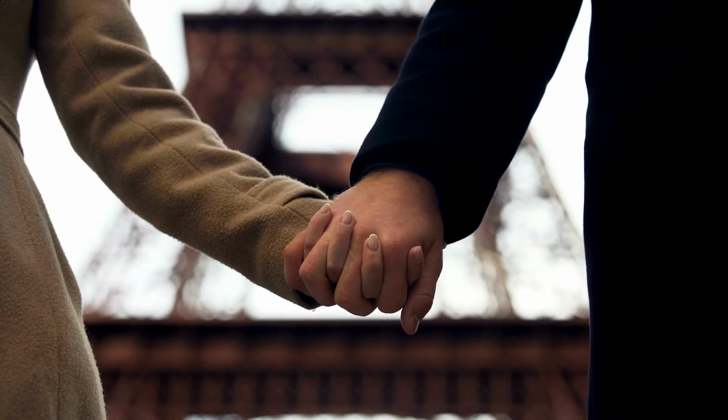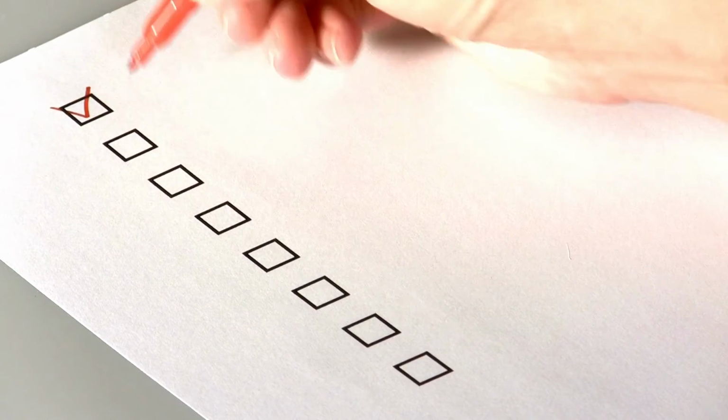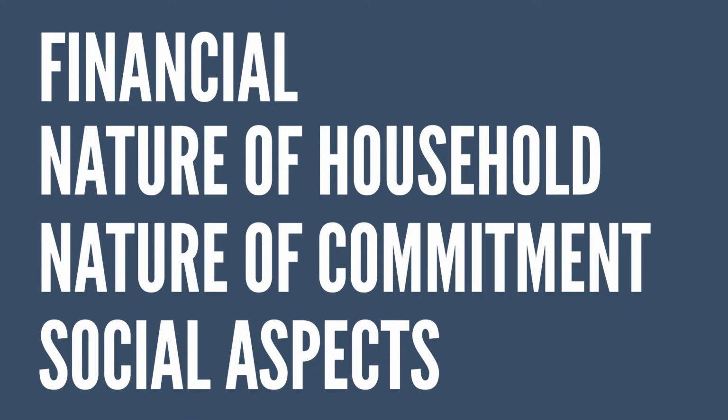Now, moving forward, just having one of those things is not enough. The department is also going to look at how genuine your relationship is. And this is where it comes down to a mini partner visa, as such. So you still have to prove the aspects of your relationship that the department are looking for, and they are four main aspects. First of all, the financial requirements. Second of all, nature of your household. Third of all, nature of commitment. And fourth is the social aspects of your relationship.